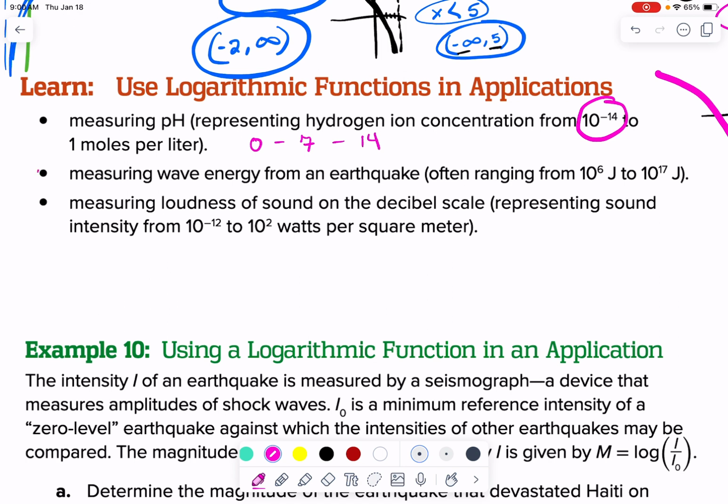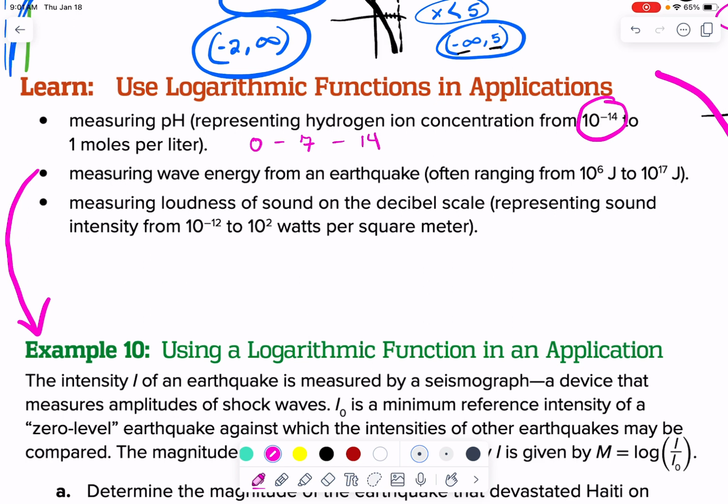We're going to do this example, example 2, measuring wave energy from an earthquake. So when they say something on the Richter scale, we just had an earthquake a while back, and I don't know what they measured it on a Richter scale. Maybe it was like at a 3 or something. I think if it's less than 2, you don't even feel it. The Richter scale goes from 0 to, I think it goes above 10, but 10 is really bad.